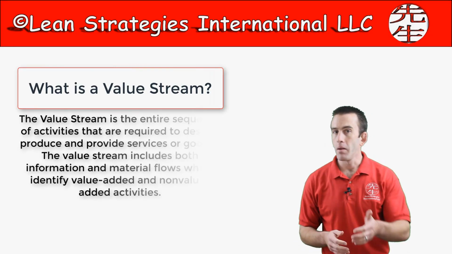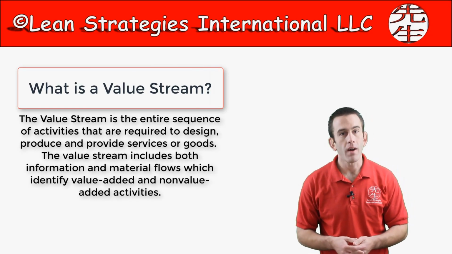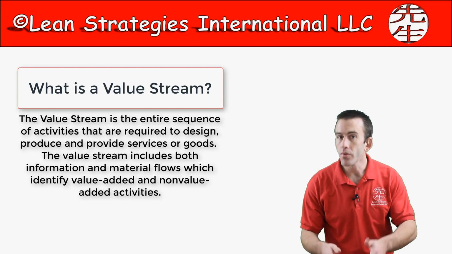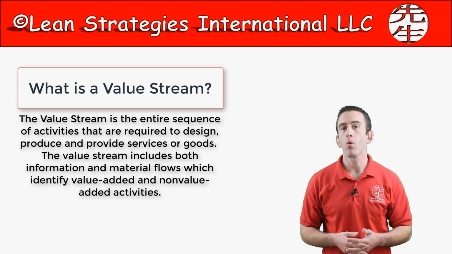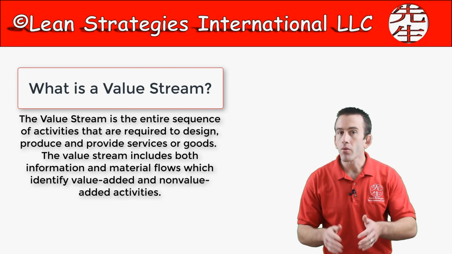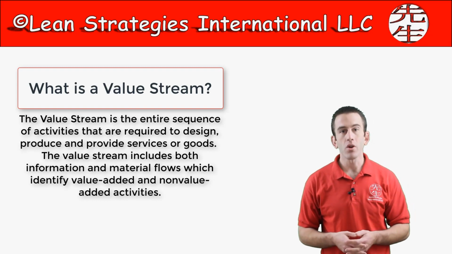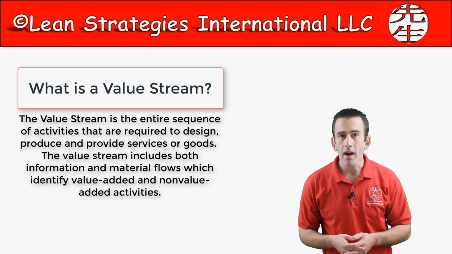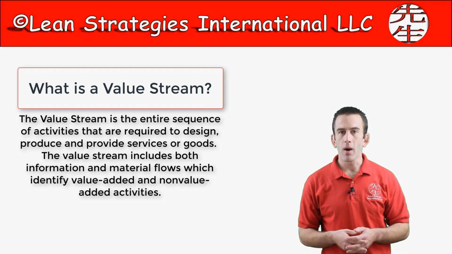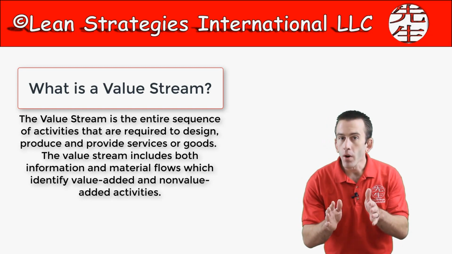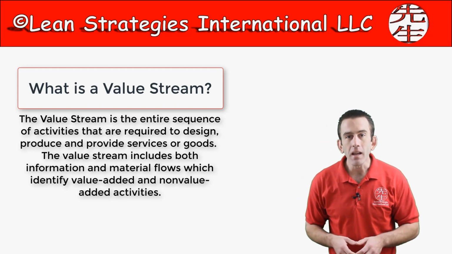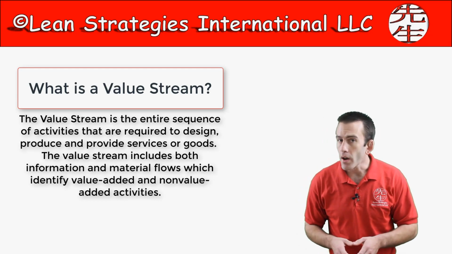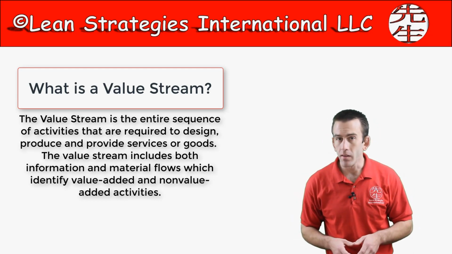The value stream is the entire sequence of activities that are required to design, produce, and provide services or goods. The value stream includes both information and material flows, which identify value-added and non-value-added activities. An organization consists of many different value streams, which are associated with product or process families.